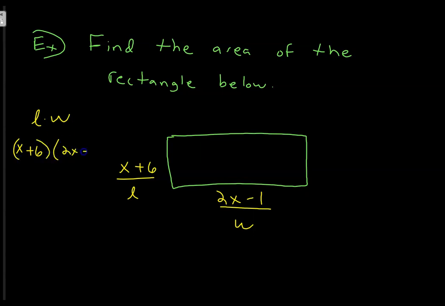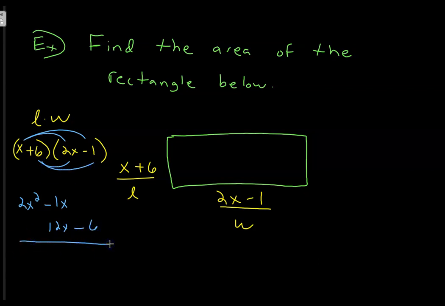times 2x subtract 1. In this example, we can use FOIL. So it's going to wind up being the first terms multiplied together. So x times 2x is 2x to the second. The second term multiplied together, so x times negative 1 is negative 1x. The middle terms, 6 times 2x is 12x. And 6 times negative 1 is negative 6. So when you combine your like terms, you get 2x to the second plus 11x subtract 6. And that's how we can use FOIL on multiplying polynomials to find the area of that rectangle.